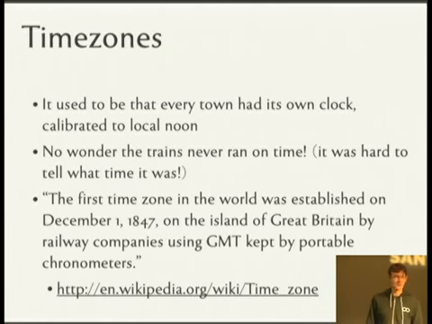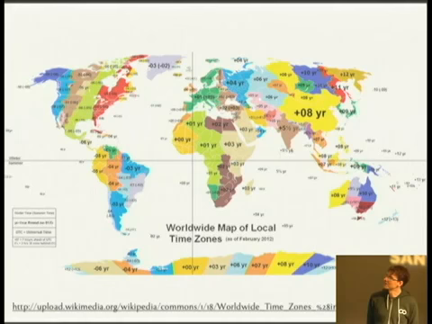So, about time zones. It used to be that every town had its own clock, and that clock was calibrated for local noon, and that meant that one town and the next town might be 11 minutes offset, which is probably why the trains never ran on time, because nobody knew what time it was actually going to be anywhere. And so Great Britain established the first time zone by using GMT with portable chronometers, and that's how that started. There's another nice map here showing all the different time zones as of February 2012. And you can see that some places like China do UTC+8 year-round, and other places like here on the West Coast do UTC-8 in the winter, UTC-7 in the summer with daylight savings time.